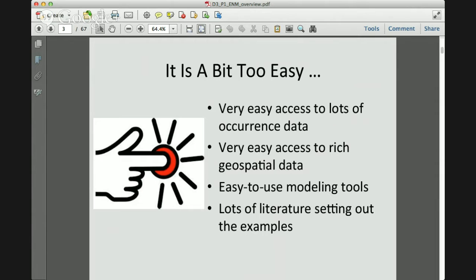So my basic comment is that niche modeling has perhaps gotten a little too easy. There's very easy access to lots of occurrence data, easy access to geospatial data, easy access to modeling tools, and there's lots of literature out there that sets out examples. Sometimes maybe we ought to be thinking that it's too easy, which is to say things can get so easy that we stop thinking about them. And so that's essentially the commentary that is underlying this whole talk.